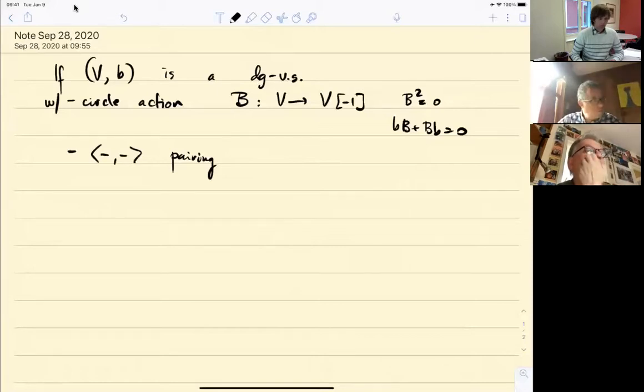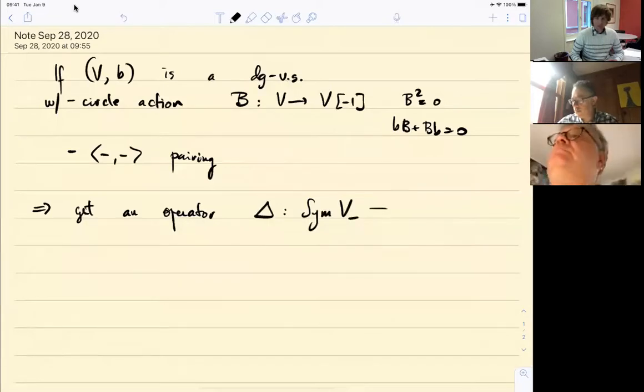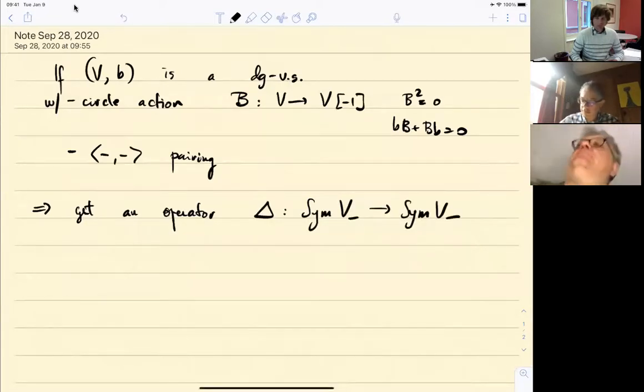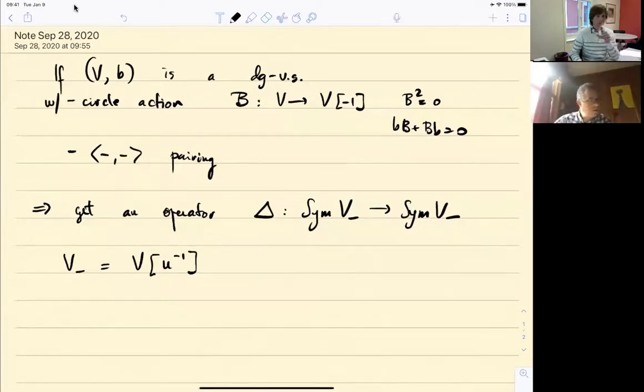What we were doing is we were thinking of this as a symplectic vector space with respect to a certain residue pairing constructed from this ordinary pairing. And we were taking the Fock space, and the Fock space had some natural differential, which was not the natural differential on the symmetric algebra. In any case, the moral of this, we were getting an operator delta, which I'll remind you what it was. So it went from Sym V minus to Sym V minus. V minus, as before, means V adjoined U inverse for this variable U of homological degree -2.